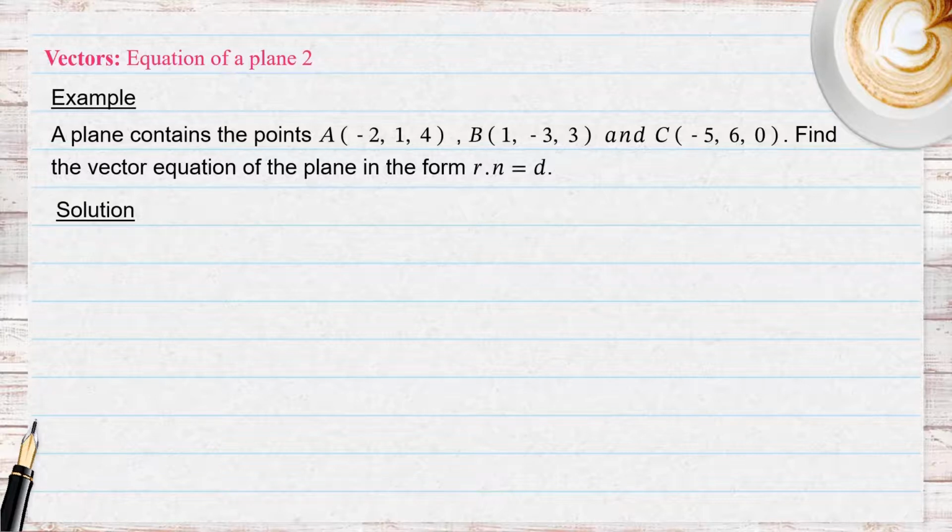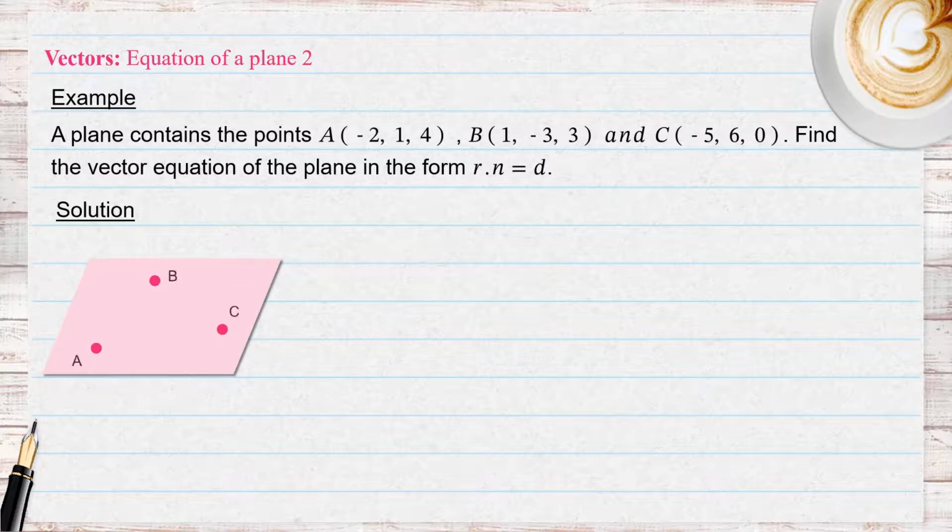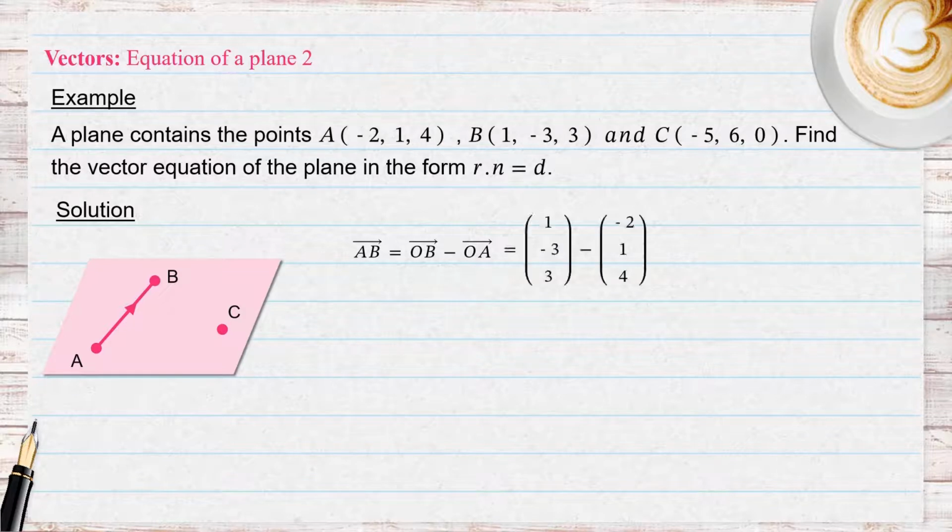According to this question, we've got a plane and we've got these 3 points on the plane. First of all, we will need to find the direction vectors of 2 non-parallel vectors on the plane. We are going to start by finding the vector AB. For the vector AB, we know that AB is equal to OB minus OA. OB is the vector (1, −3, 3), minus the vector OA, which is (−2, 1, 4).